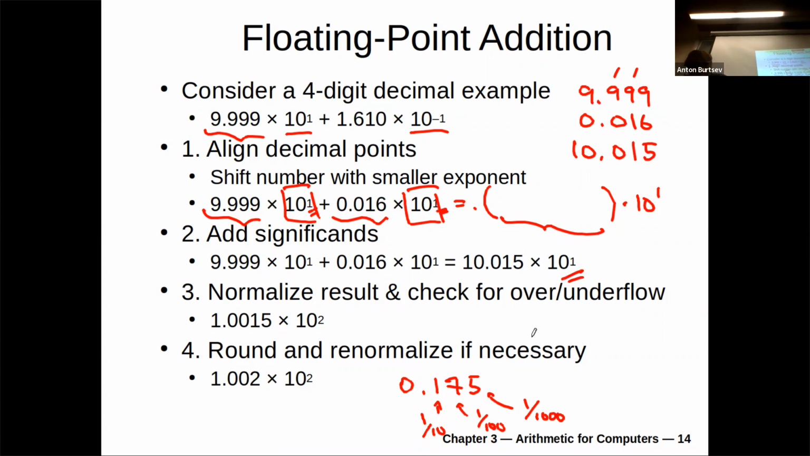So again, since you have to normalize back the results, because of the carries which were happening during the addition, you arrive at a non-normalized number right now. So you have to normalize it again. And so you will represent it as 1.0015 times 10 to the power 2, right?